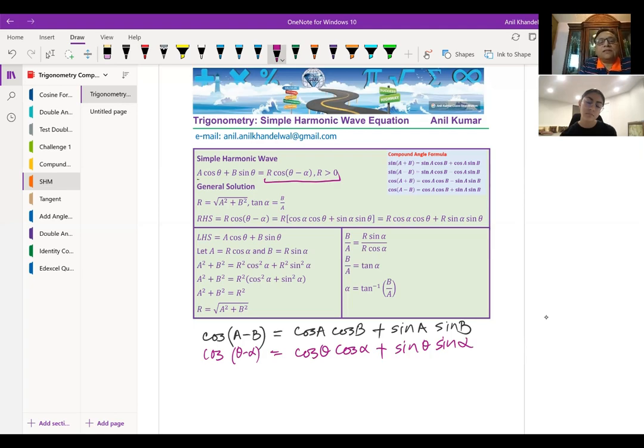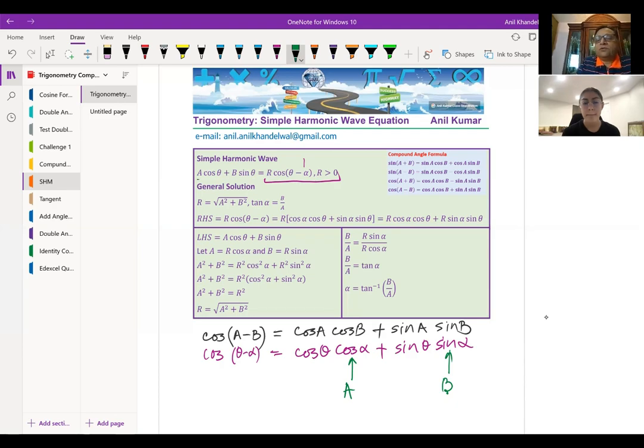Well, in that case, we could say that A is cos alpha, because we want to find what alpha is. Theta is already given to us. Right. So let this be A for us, and let this be B for us. That is a substitution. Do you see that?